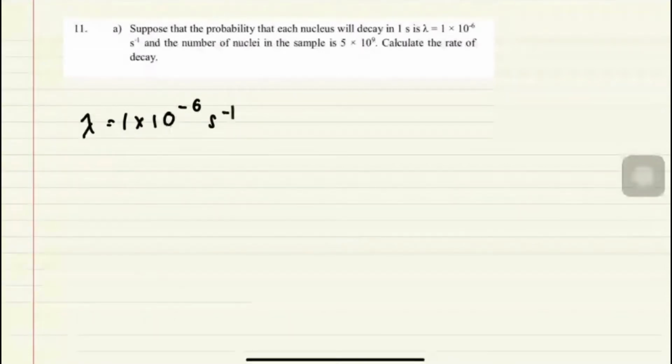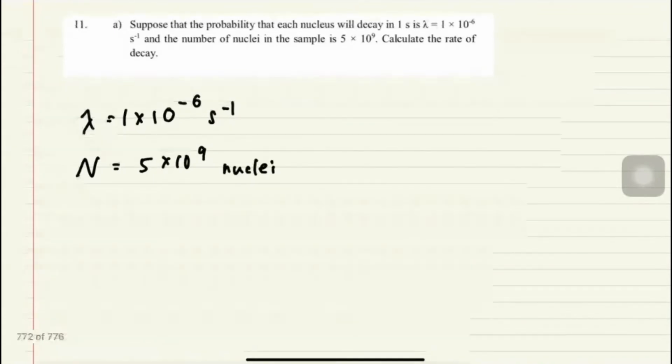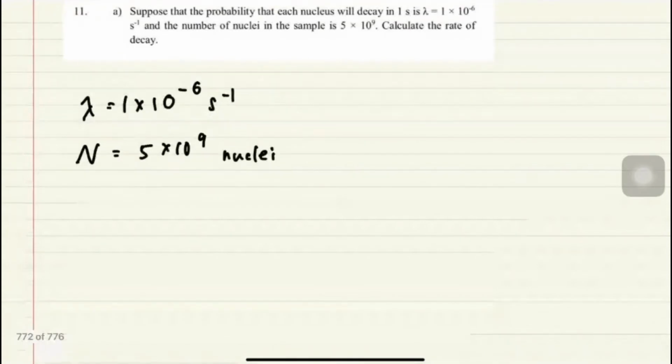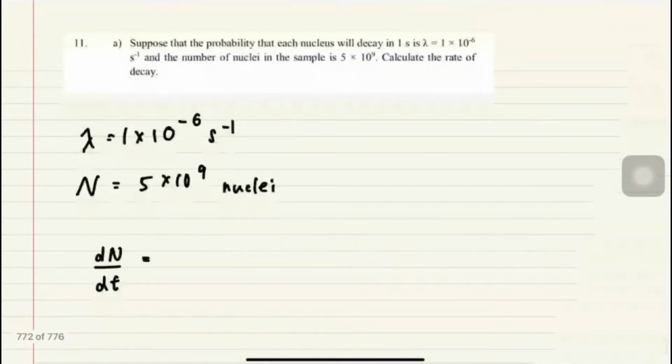The number of nuclei in the sample, that one is your N. They want you to calculate the rate of decay. What symbol represents the rate of decay? dN over dt. Yes, it will be dN over dt. It means within 1 second, how much N decreases, or in this case decays.